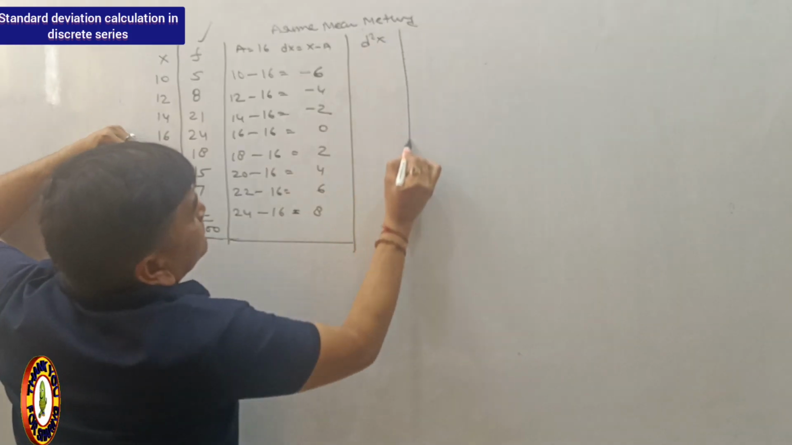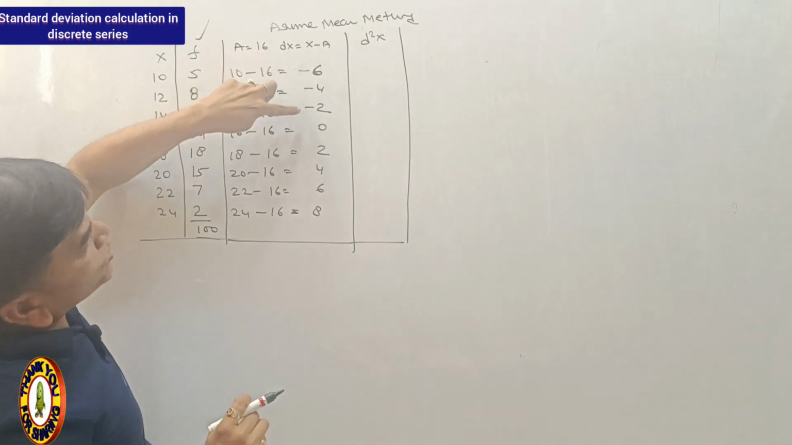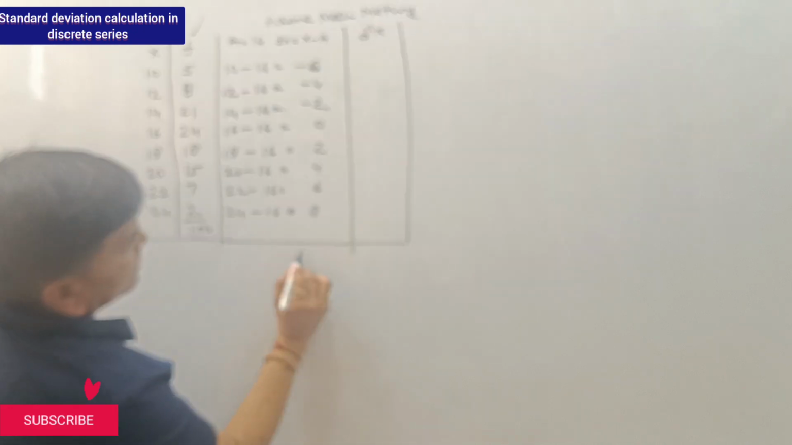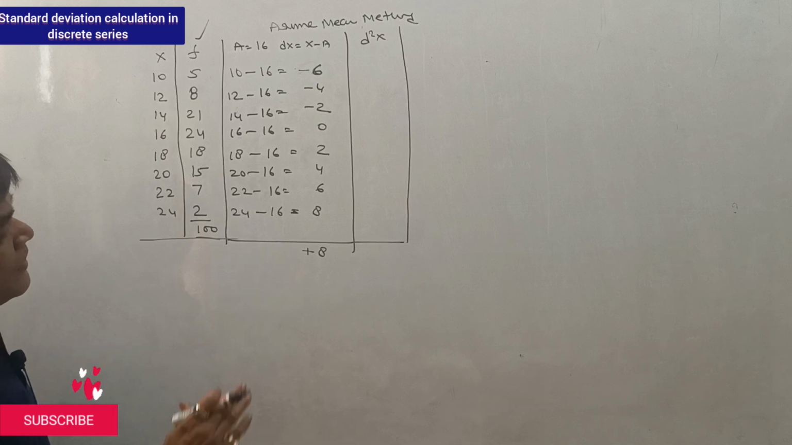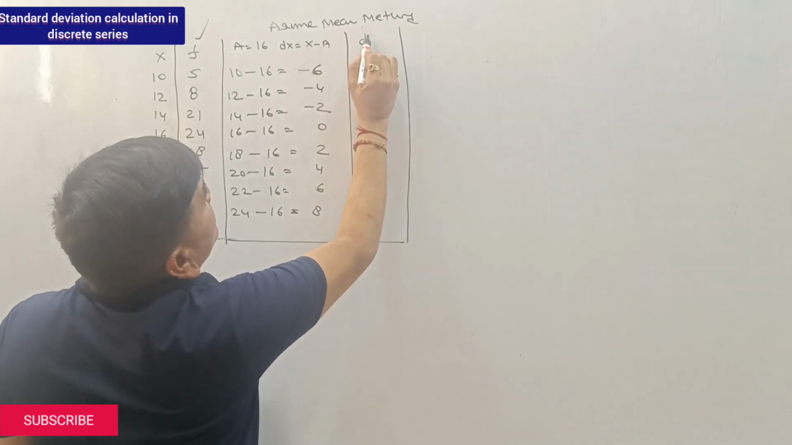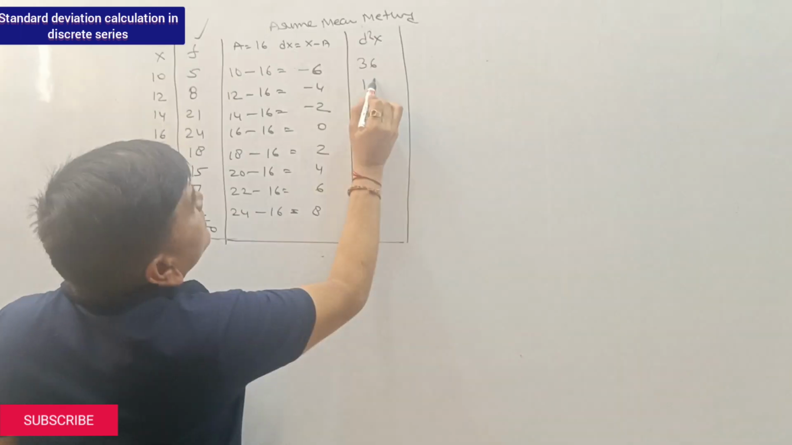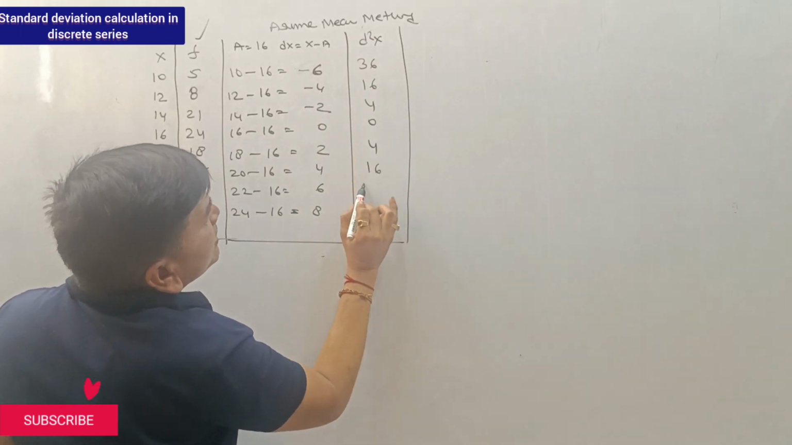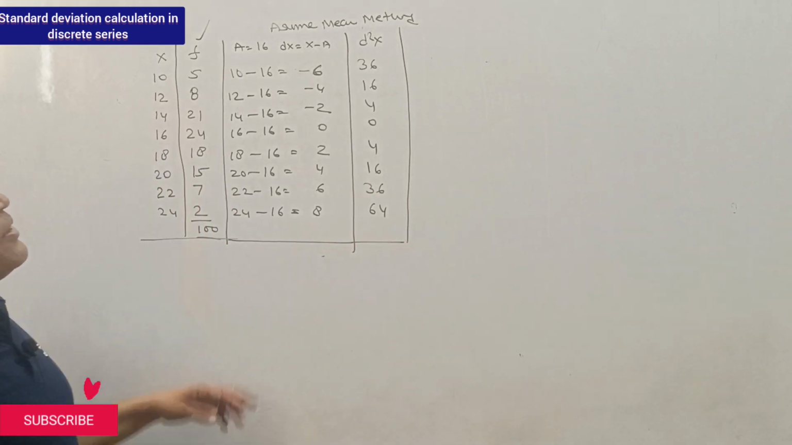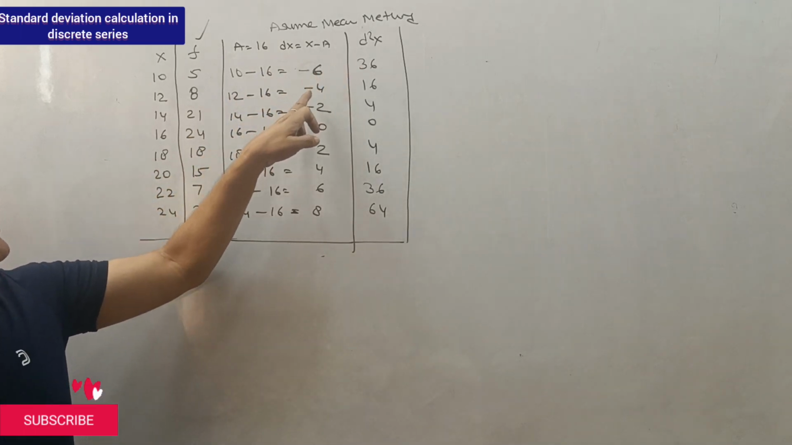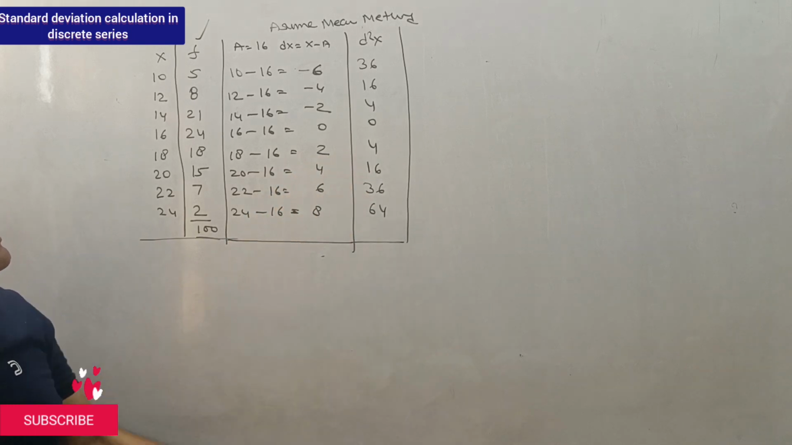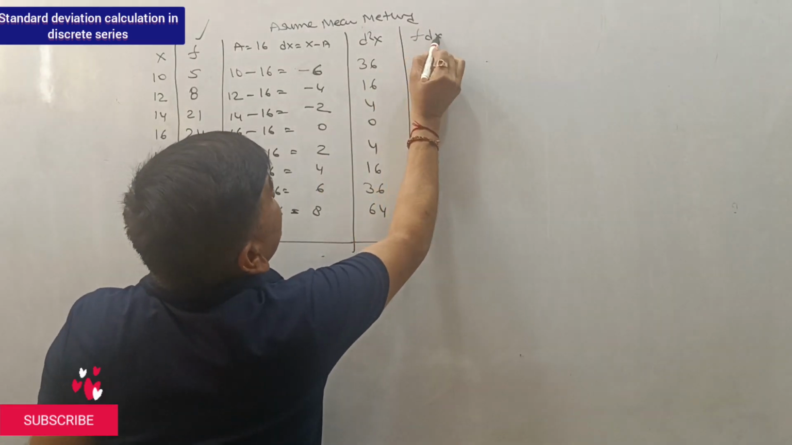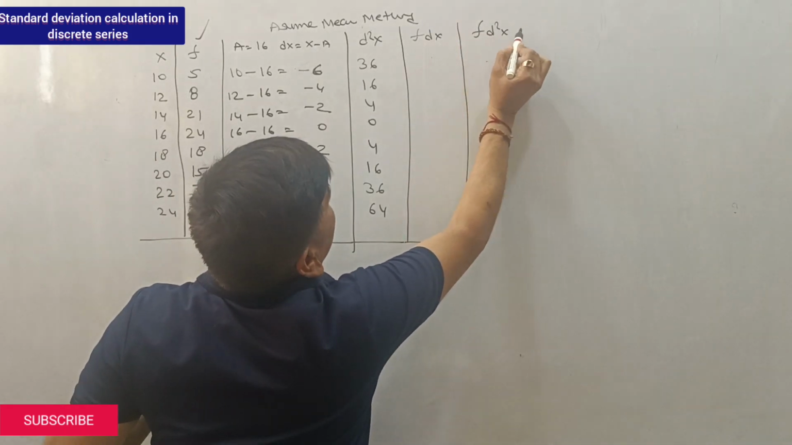Now we require d square x, that is 36, 16, 4, 0, 4, 16, 36, and 64. We get the square of dx: 6 multiplied by 6 is 36, the square of 4 is 16, the square of 2 is 4, the square of 6 is 36, the square of 8 is 64. Now we require f dx and f d square x.